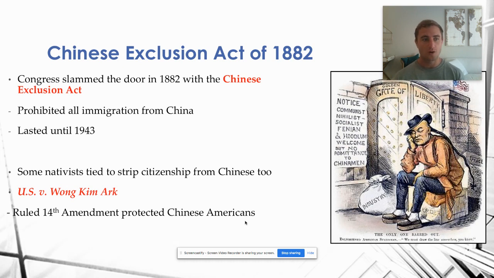Especially in California, some of our nativists go as far to try to actually take away citizenship from Chinese as well. But in the Supreme Court, U.S. v. Wong Kim Ark, the 14th Amendment, of course, protects Chinese Americans as well. One of our many examples, guys, of when there are high levels of immigration, there are political beings that fight back and come in to stop immigration.